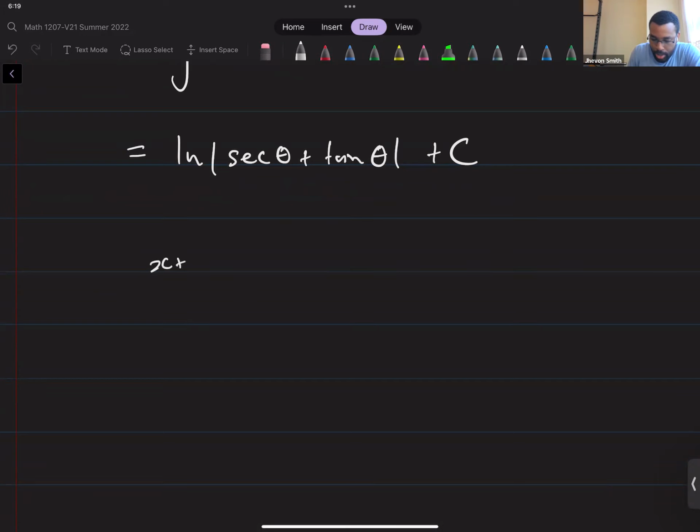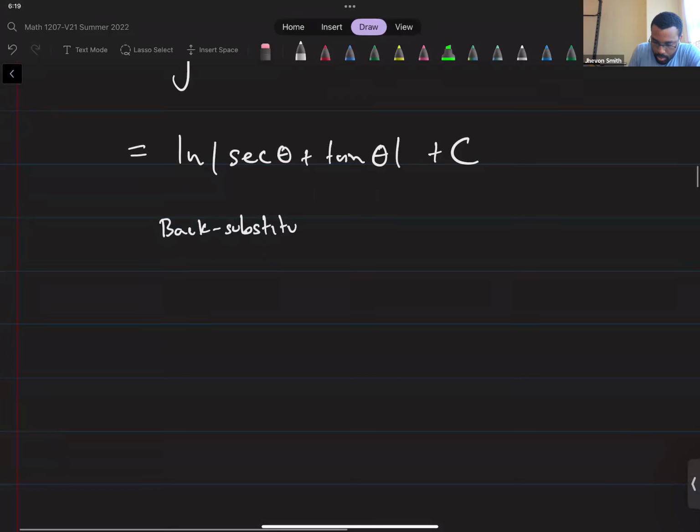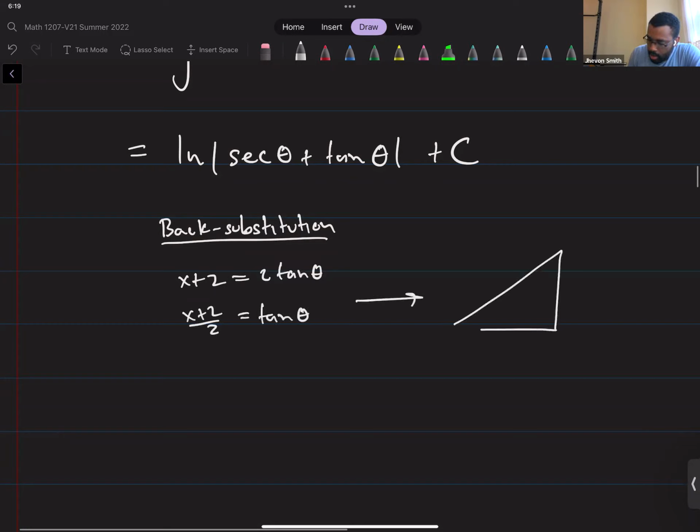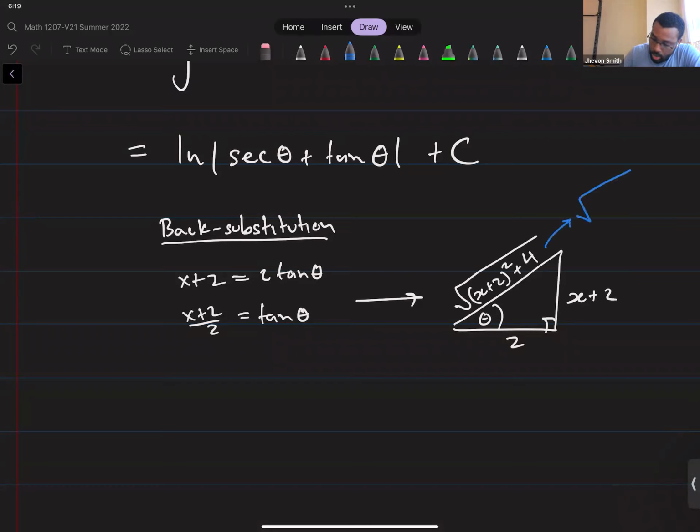So we know that our x plus 2 was equal to 2 tan theta. As soon as x plus 2 over 2 equals tan theta, this means the triangle in question here is going to be opposite over adjacent. And then this would be the square root of this guy plus that guy. Also notice that this is actually the original, if you wanted to think of it that way. This is the x squared plus 4x plus 8.